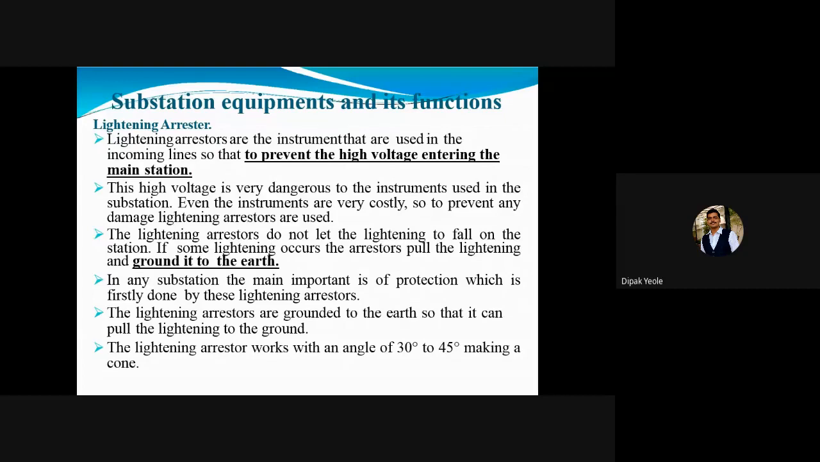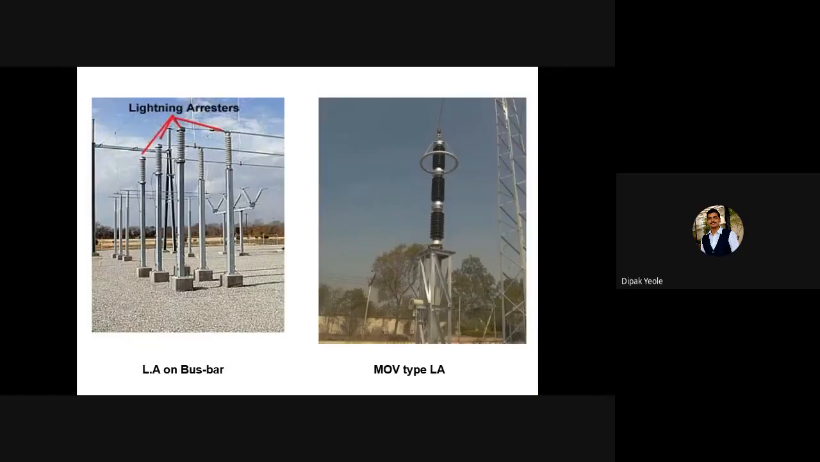The next component is the lightning arrestor. Obviously, we have to protect our electrical equipment. So that can be the alternator, that can be a transformer, that can be a generator. So we have to use this lightning arrestor. Yes. And here you can see this is called a metal oxide varistor type lightning arrestor, MOV type.